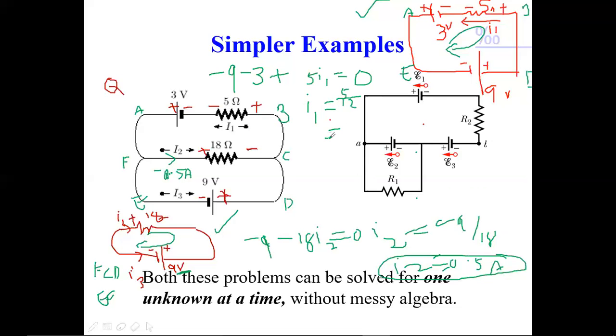Then you will get how much? 5 by 12 is nothing but 0.416. I1 is 0.416 amps of current which is flowing through that. This is I1. You got it.